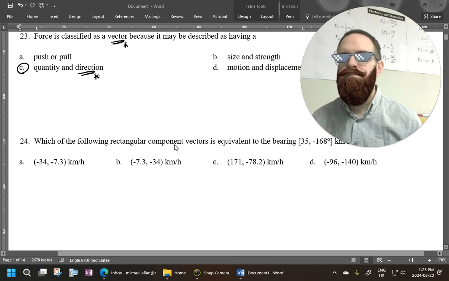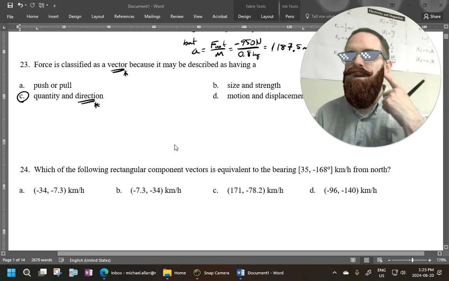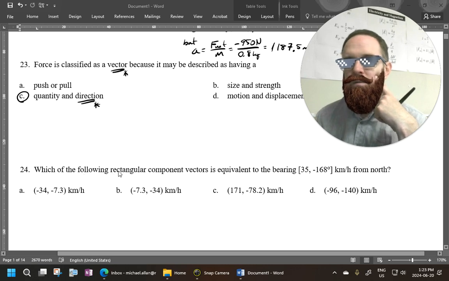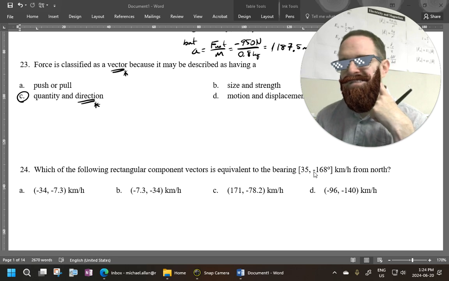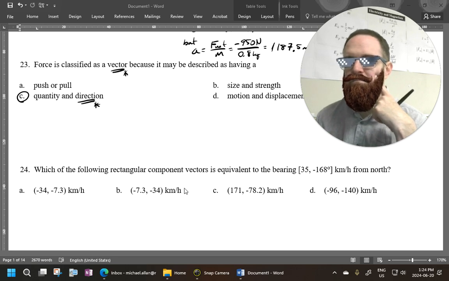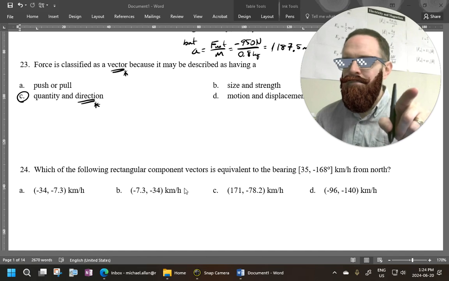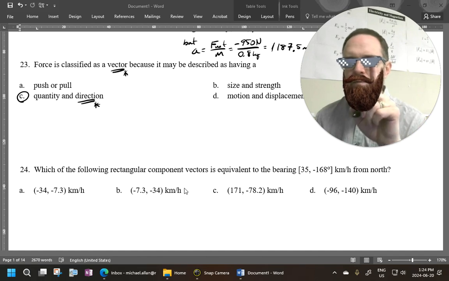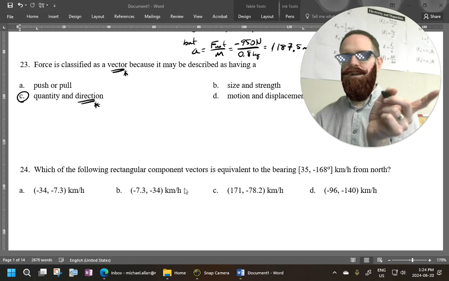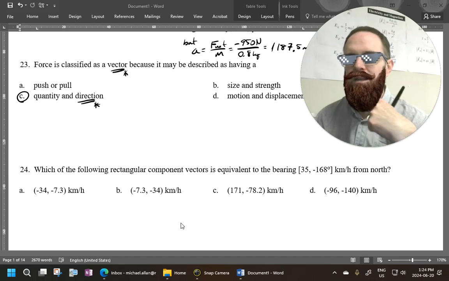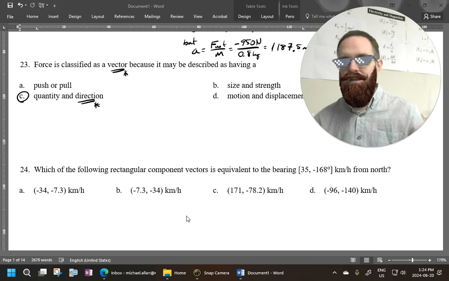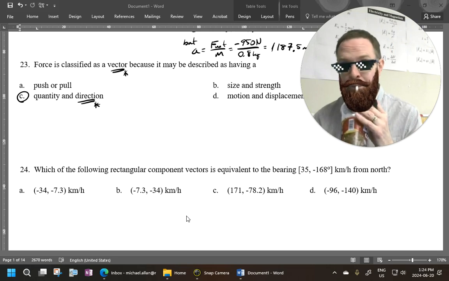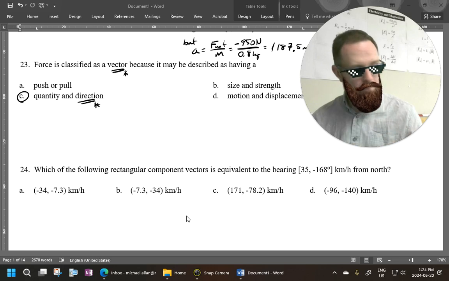Okay. So which of the following rectangular component vectors is equivalent to the bearing? Okay, so bearing, we don't do bearing. I can never remember which a bearing is, clockwise or counterclockwise, that's from the north. Bearing method is something that we don't do, at least in my physics class. You might do it in future physics classes. There's just too many types of vectors out there.